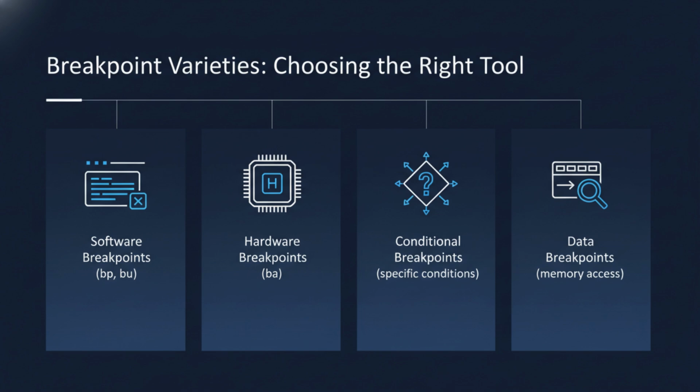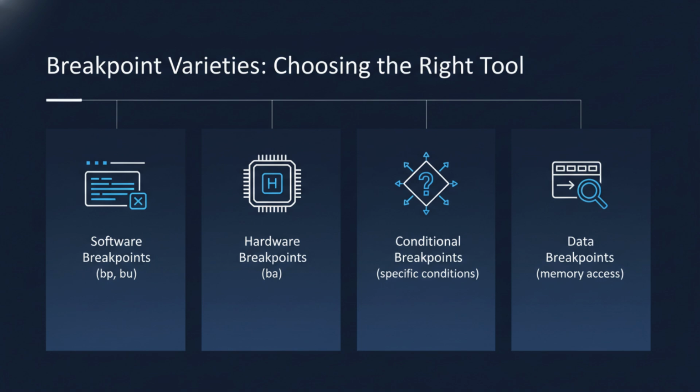First, we have software breakpoints, often the most commonly used. These are set directly in your code using commands like BP for breakpoints at a loaded address, or BU for unresolved breakpoints set by a symbol name, which resolves when the module loads. Next, hardware breakpoints, initiated with the BA command, are invaluable for situations where software breakpoints aren't suitable, perhaps in kernel mode or when needing to watch memory access.